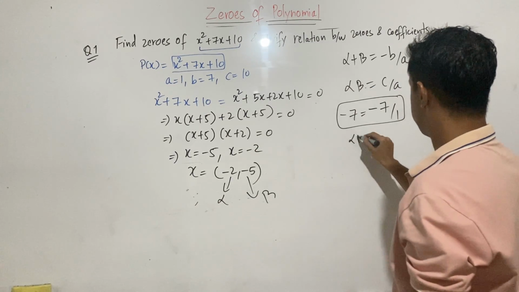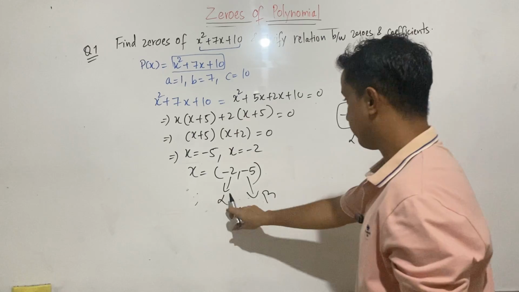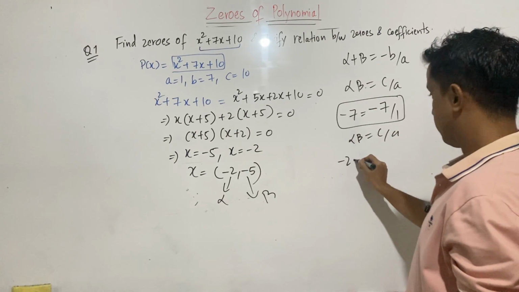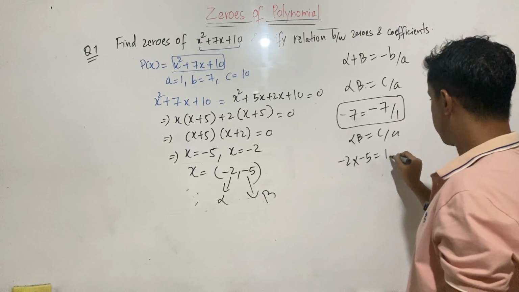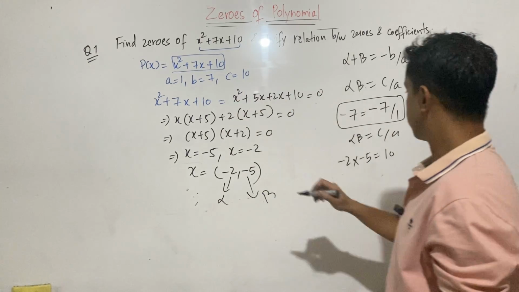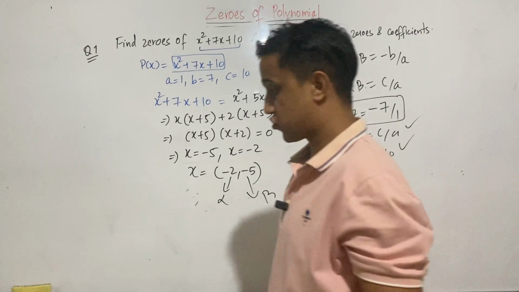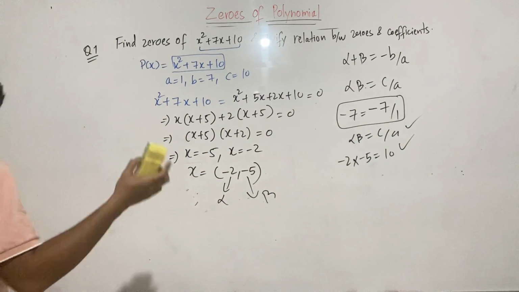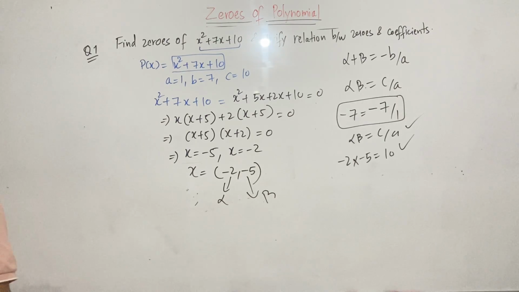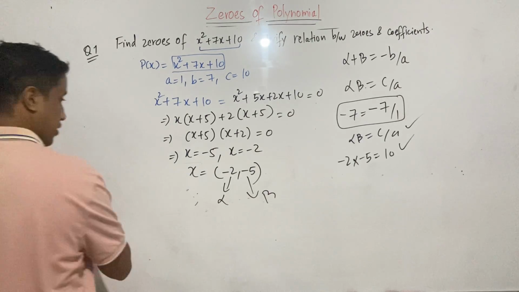Alpha beta is c by a. So alpha, minus 2, multiplied by beta, minus 5, is 10. So c is 10, which means this is true. Okay, so you may see these kinds of questions. I hope this is clear. Can I erase? All right.